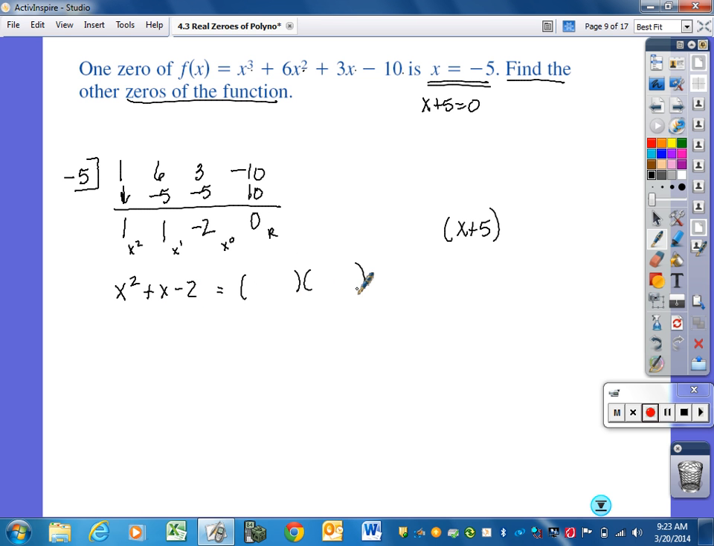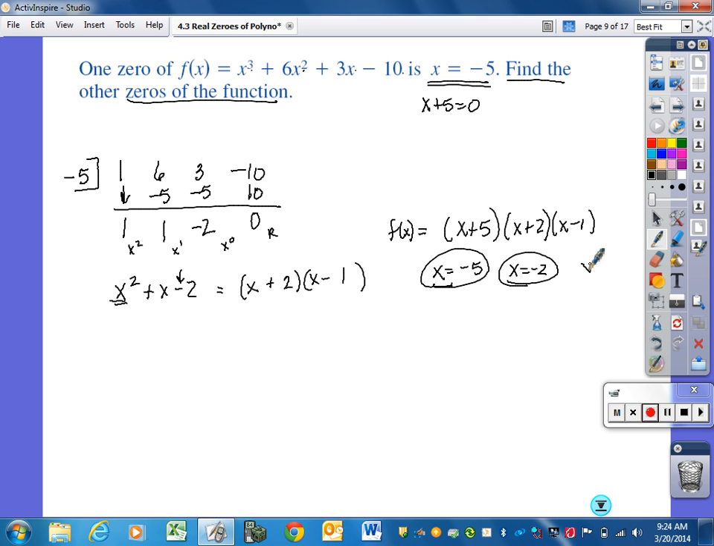Factor. x and x. Factors of 2, 2 and 1. Difference should be plus 1, so plus 2, minus 1. Leading coefficient is 1, so I'm good. Since they asked me to find the zeros, I'm going to solve each of these for 0. x equals negative 5. They gave me that one. x equals negative 2. x equals 1. 1, 2, 3 roots. Third degree, I should have 3 roots.